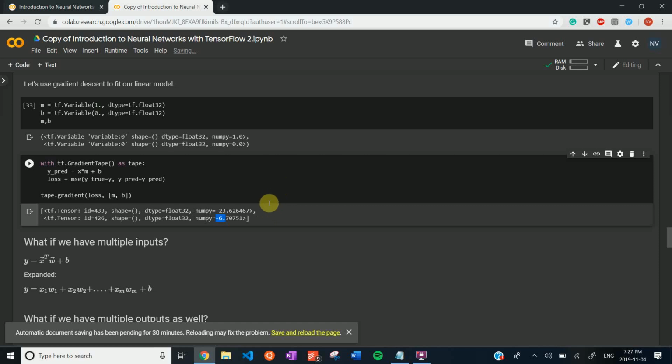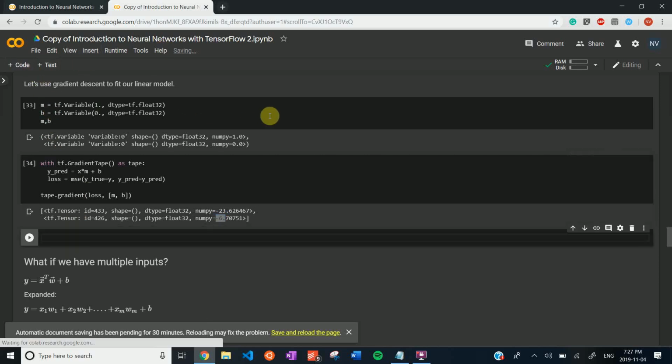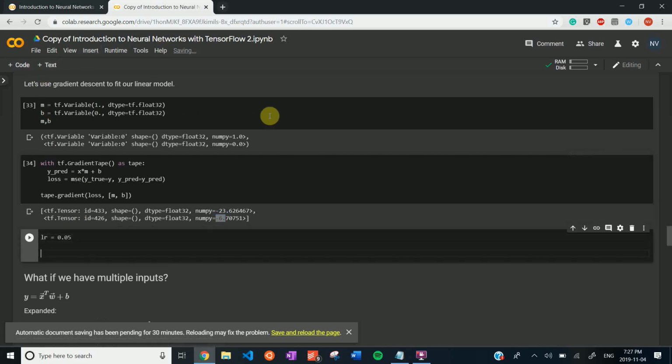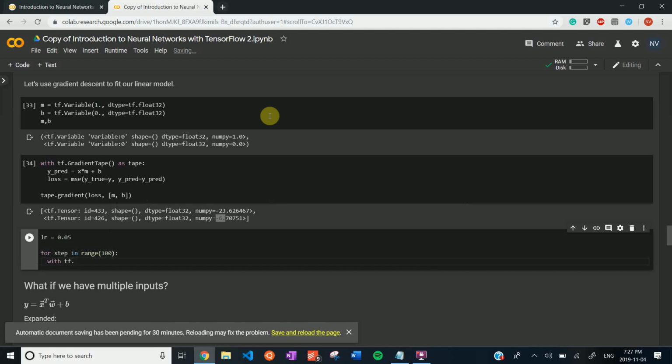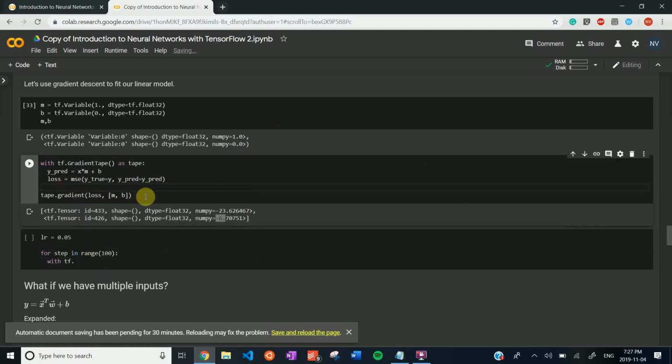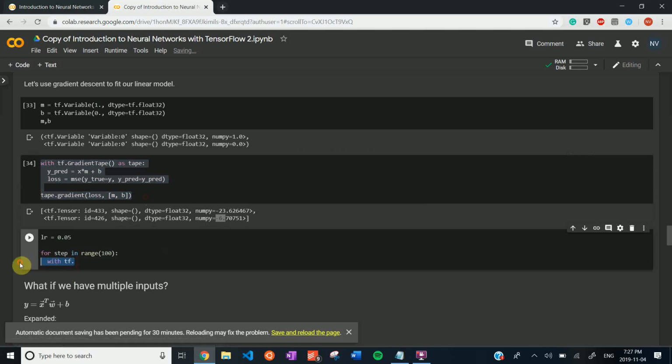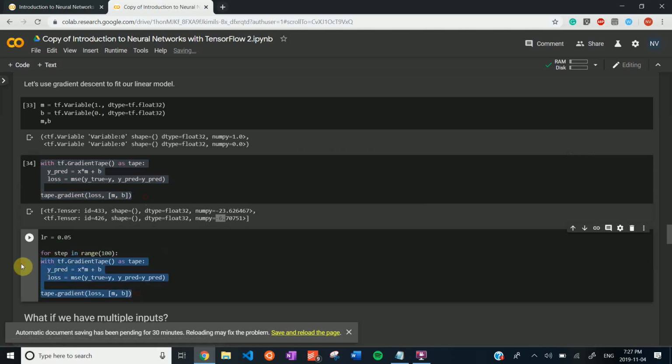Cool. So let's actually write this. We're just going to write a for loop and make this happen. I talked about a learning rate before. Typically, this is something you would have to tune later or find good values for. I'm going to just use 0.05 here because I know it works for this. We can talk a little bit more about how to choose that later. We're going to take, let's say, 100 steps. And once again, I'm just going to copy and paste this, exactly what we had before.